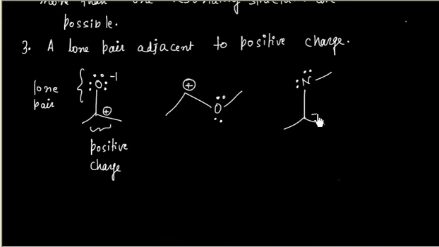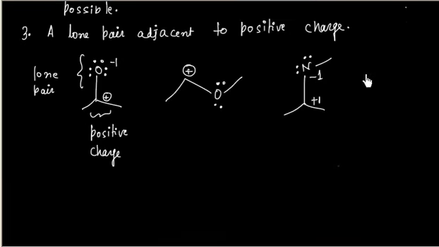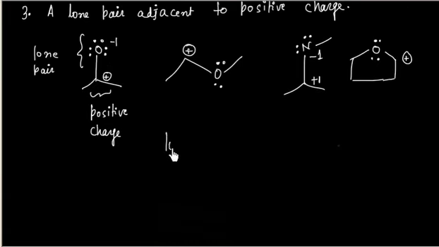We can also have this molecule. So this has +1 formal charge, this has -1 formal charge. So lone pair adjacent to positive charge. We can also have this molecule. So lone pair and there is a positive charge. In all these cases we have to convert a lone pair into bond pair. So what we have to do? We have to convert a lone pair to bond pair to get the resonating structure.